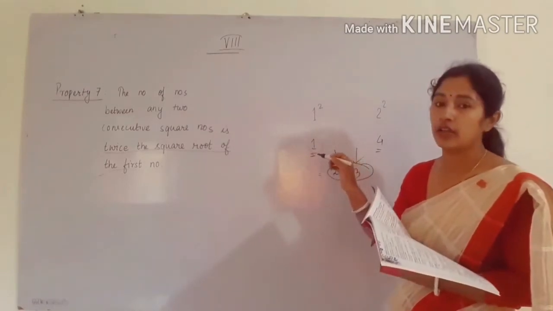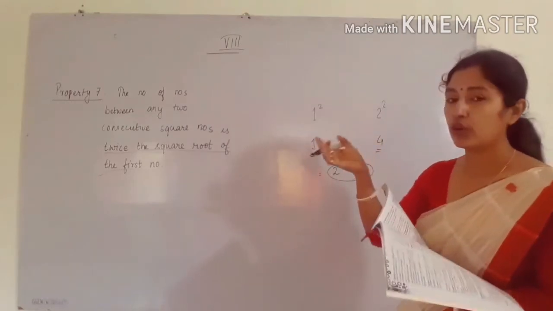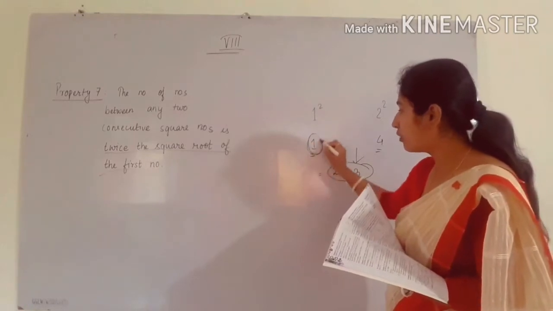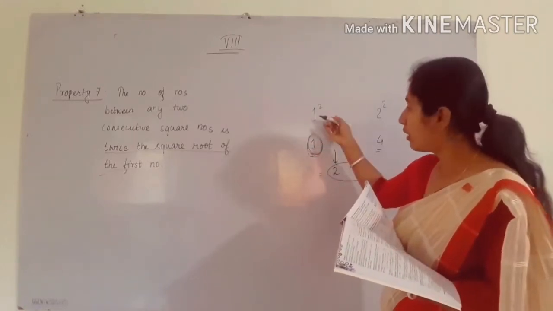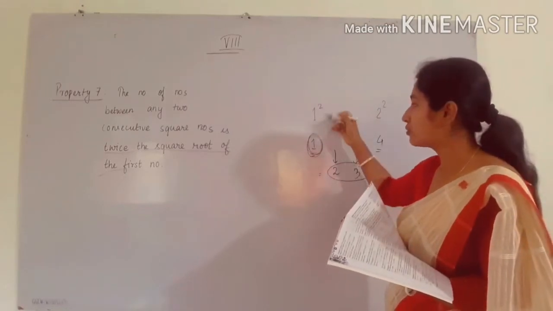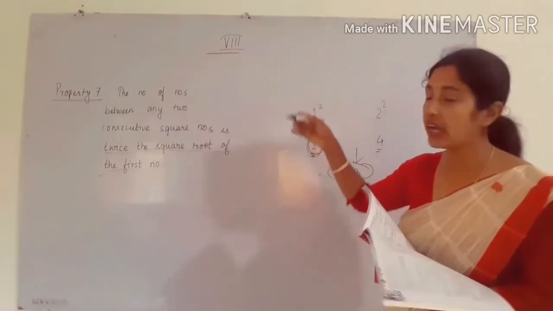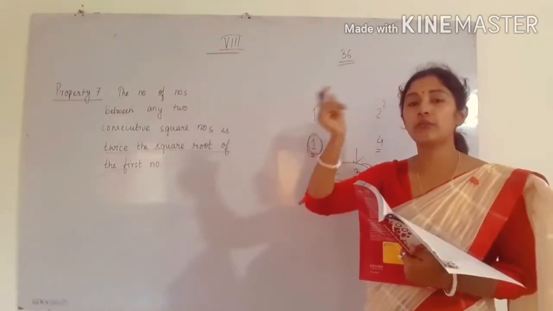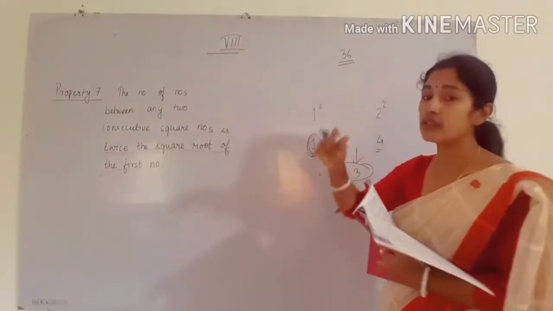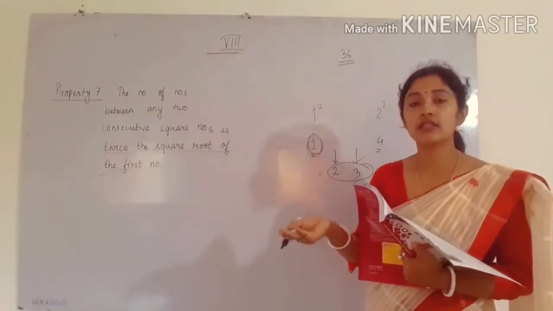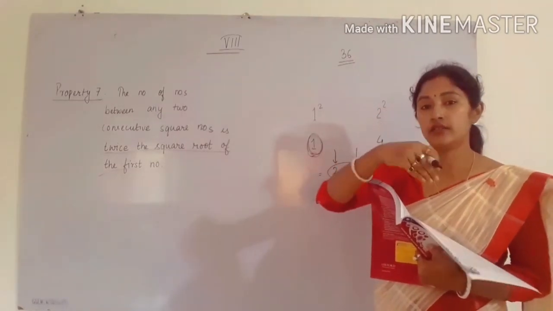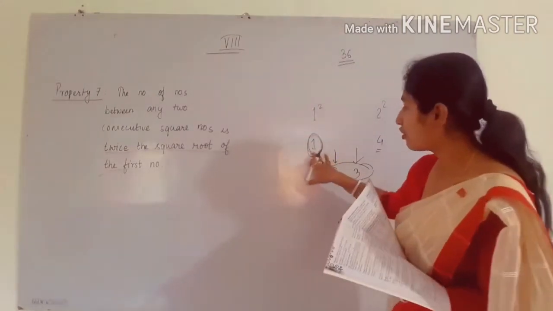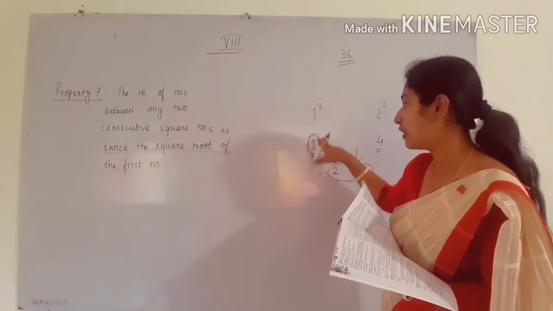You have to check. Here 1 is the square of which number? 1. So we can say the square root of 1 is 1. For example, I want to find the square root of 36. You have to go in reverse. That means you have to see that 36 is the square of which number? 6. That means the square root of 36 is 6. So like this, the square root of 1 is 1.